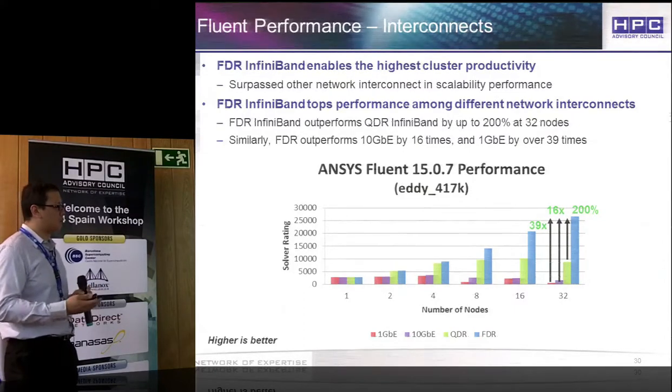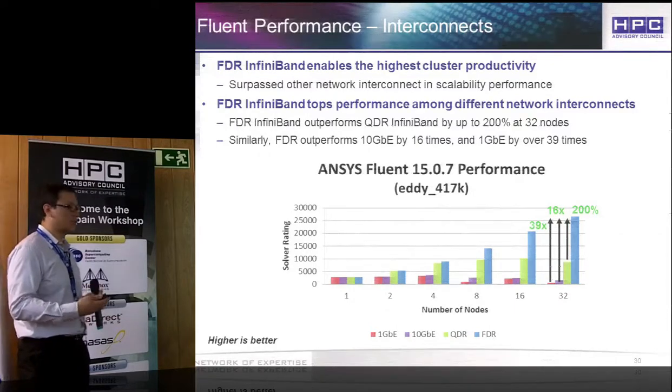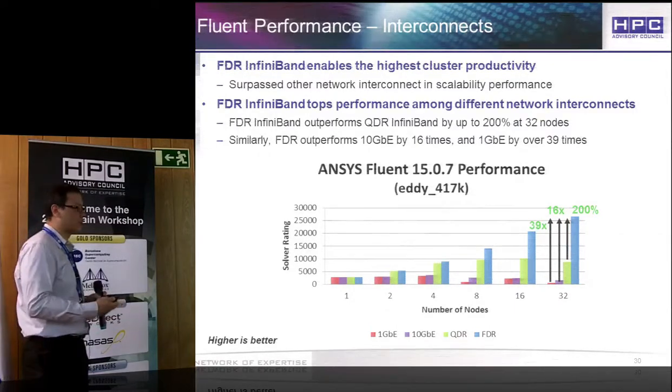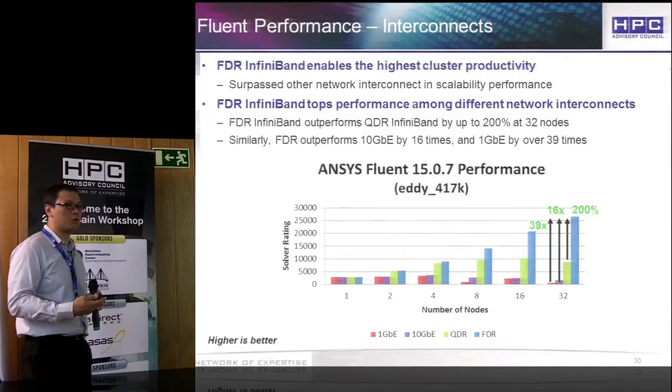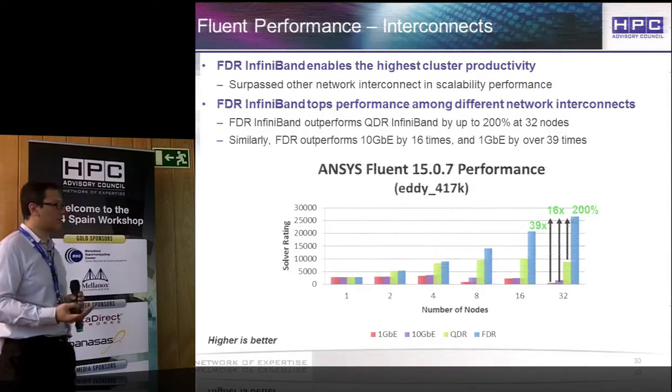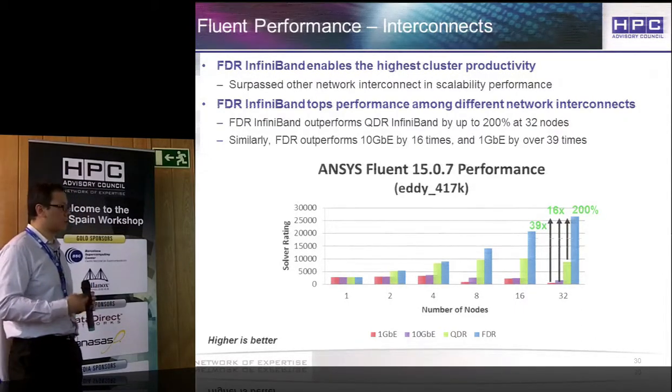So this helps to understand if ANSYS Fluent, or this input data, is very sensitive to network performance. By switching to different network interconnects, it shows that FDR InfiniBand outperforms the rest of them.